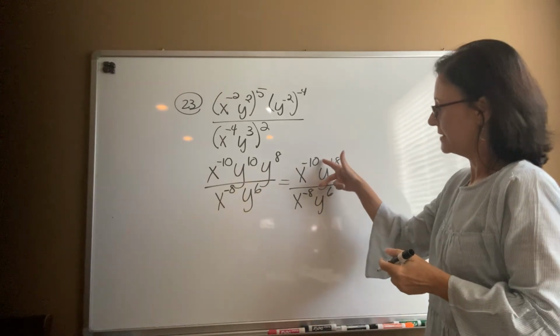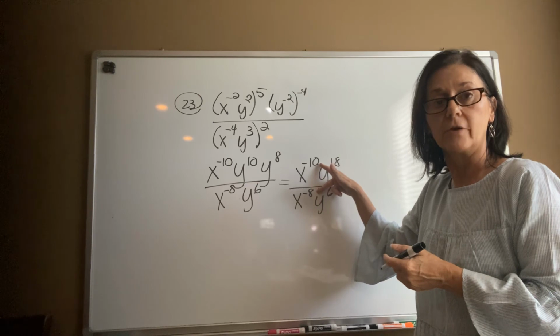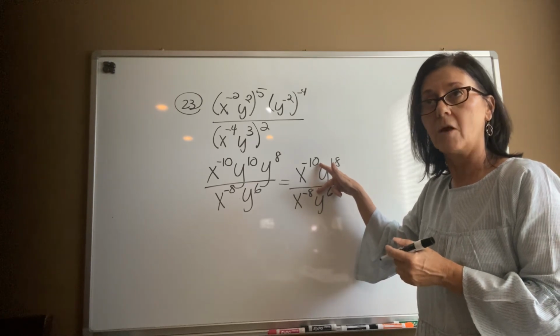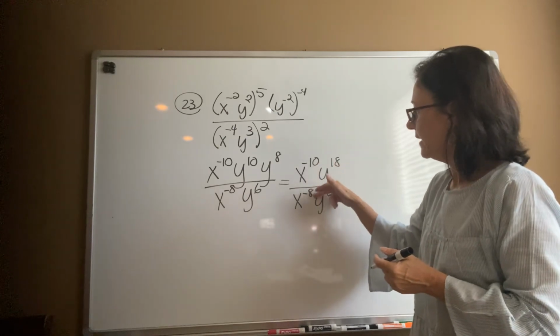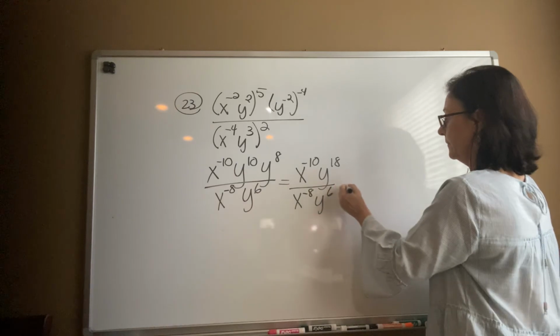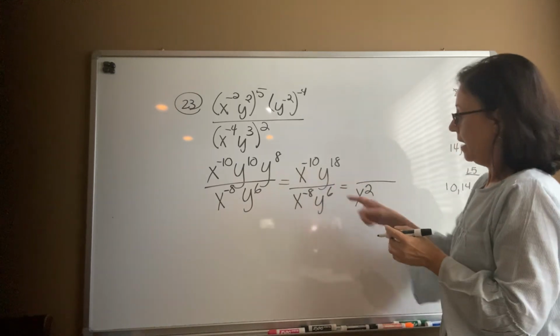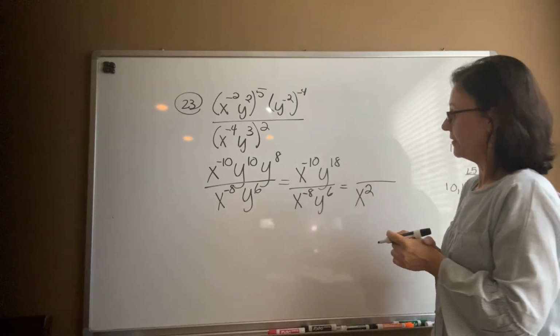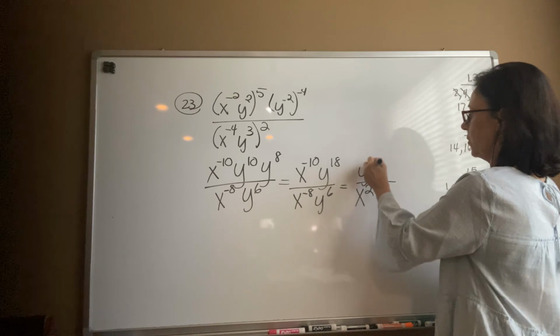Now I decide, is negative 10 or negative 8 larger? Negative 8 is larger. It's a greater value. Remember, the smaller the negative, the higher the number. All right, so I do negative 8 minus negative 10, which is plus 10. So in the denominator, it's squared. My y is going to move up because 18 is greater than 6. So 18 minus 6 is 12.